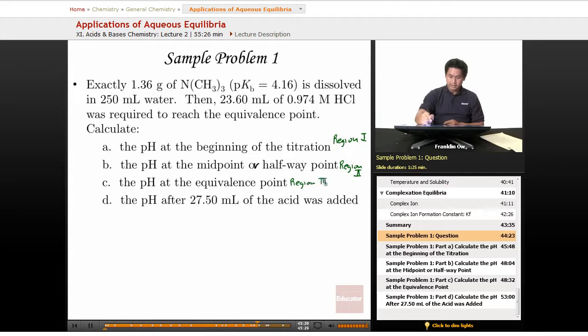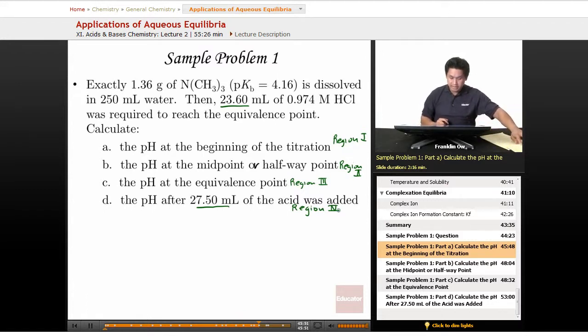And finally, the pH after 27.50 milliliters of acid was added. You notice that this 27.50 is greater than the 23.60, which means we are after the equivalence point, and we're out of region 3, and we're into region number 4. All right then, so let's go ahead and do this.